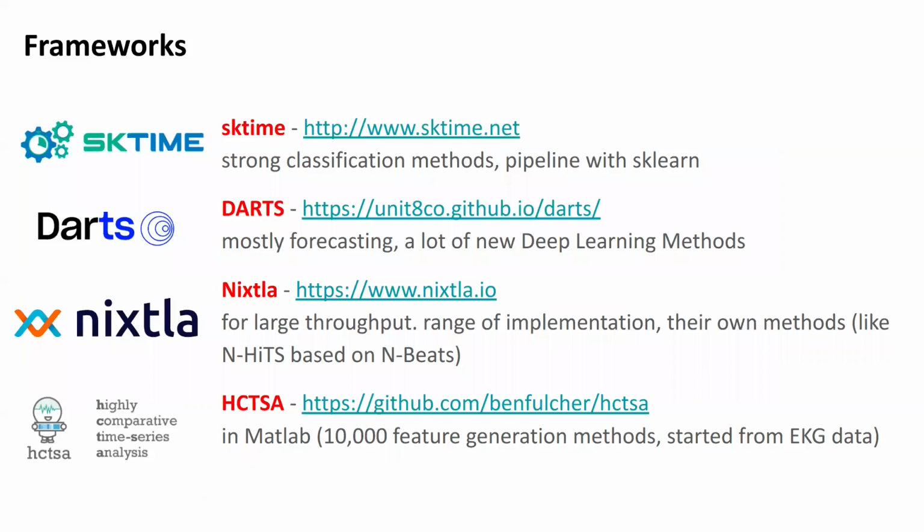There's a really interesting framework called Nixtla. It's built for large throughput, so you can do Amazon-scale predictions with it. They also implement a lot of prediction methods, but they also do their own improvements. So they're more data scientists than software engineers. There's a very good deep learning prediction method called N-BEATS, which was developed recently, and they build their own hierarchical version on top of that.